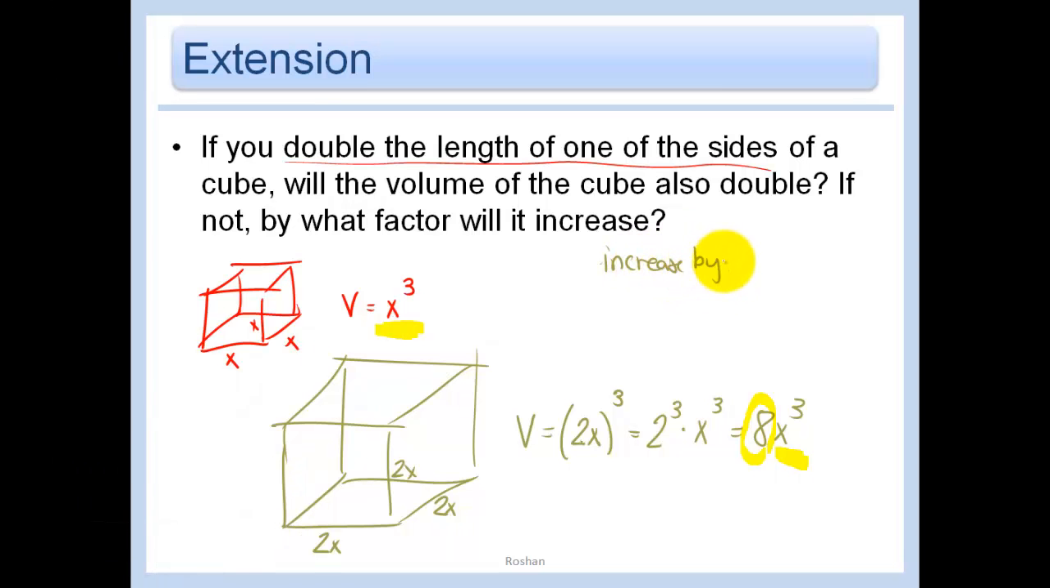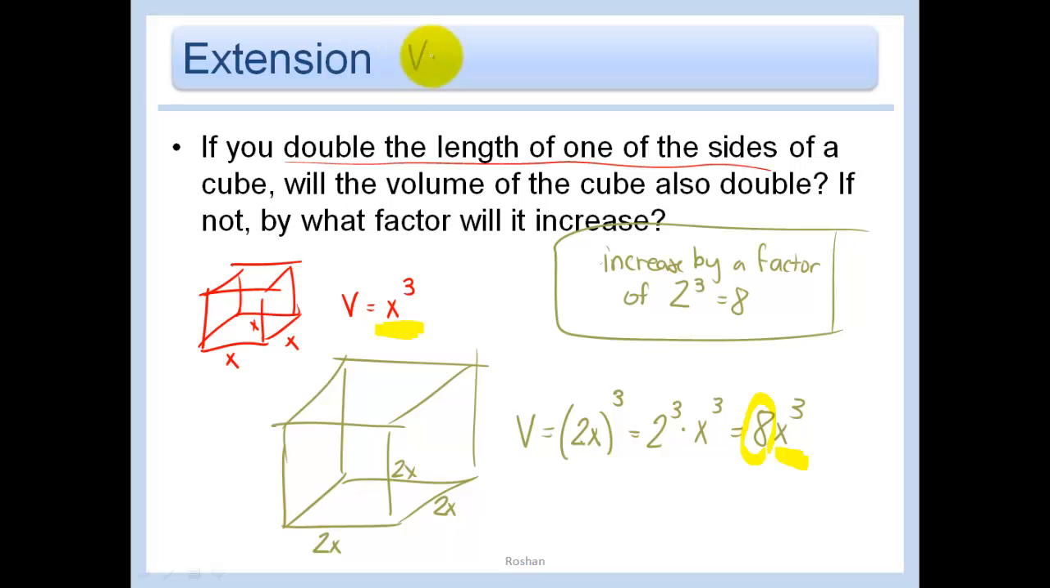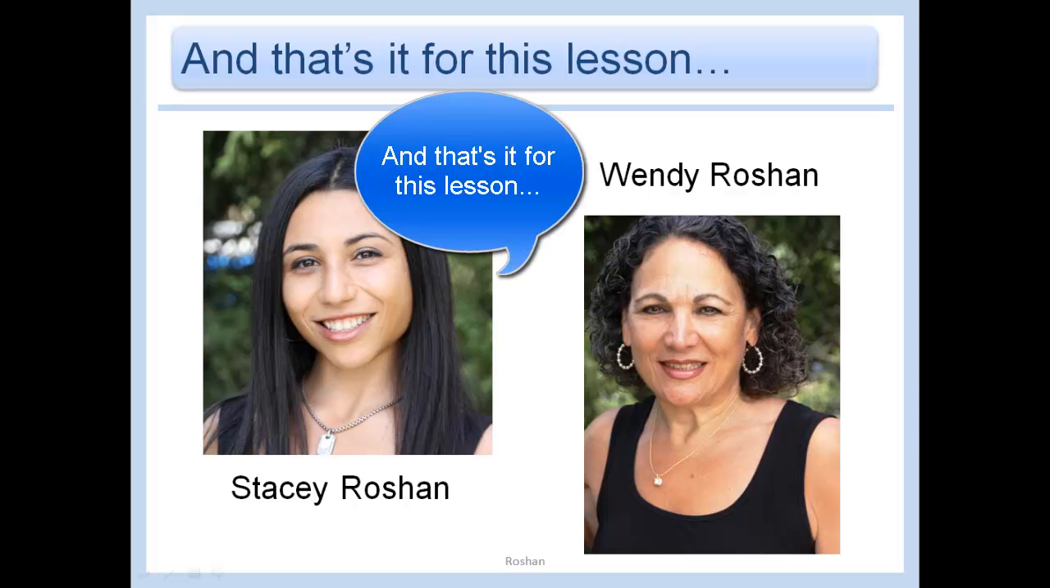Increase by a factor of 2 cubed, which equals 8. So we've got to be real careful. When I double one side, it doesn't just double the volume. Since volume is in units cubed, when I double one side length, that's why I'm taking my 2 and I'm cubing it. And that's it for this lesson. Bye.